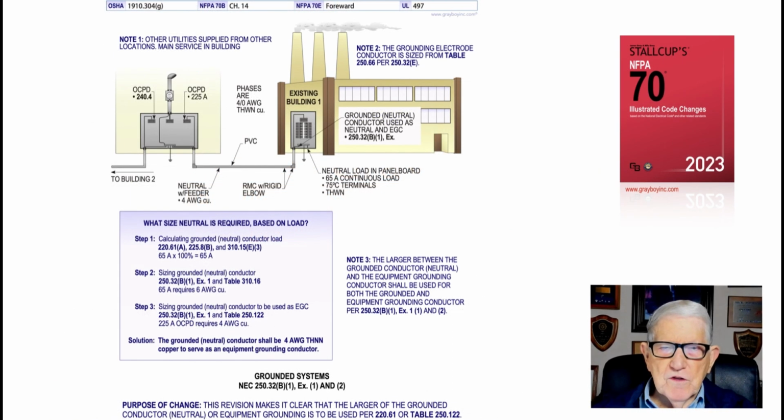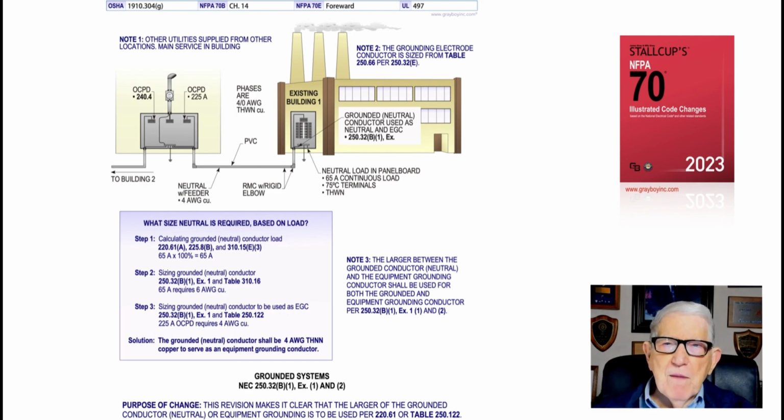Now this illustration deals with grounded systems in accordance with 250.32(B)(1), exceptions 1 and 2. Now the purpose of the change mainly is just to let the user of the code know that you use the larger of the calculated neutral load per 220.61 or the equipment grounding size from Table 250.122 based upon the size of the overcurrent device.